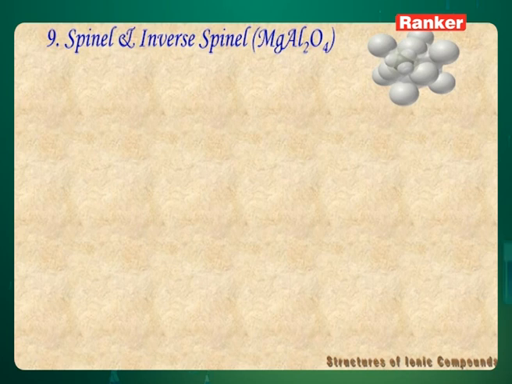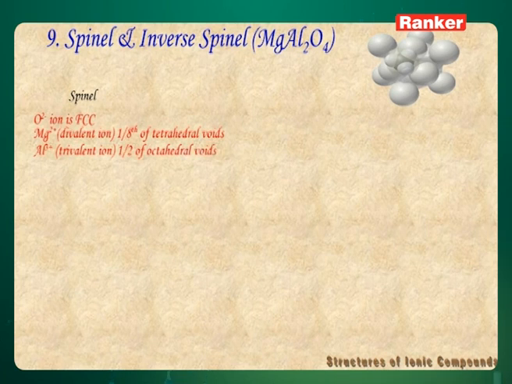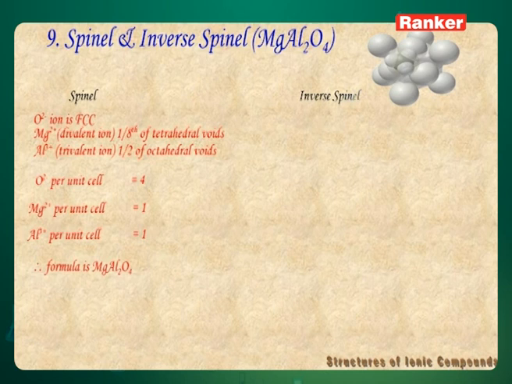And next are the normal and inverse spinel. In the spinel, oxide ions form the FCC lattice, and magnesium ions occupy 1/8 of the tetrahedral voids. How many tetrahedral voids will we have? Tetrahedral voids are twice the effective atoms. Here oxide ions form the FCC lattice, so the effective number of oxide ions is 4 and tetrahedral voids are 8; 1/8 into 8 is equal to 1. Aluminum occupies half of the octahedral voids. Octahedral voids are 4, half into 4 is 2. So, oxide ions per unit cell is 4, magnesium ions is 1, aluminum ions is 2. In total, what you will get is MgAl2O4.